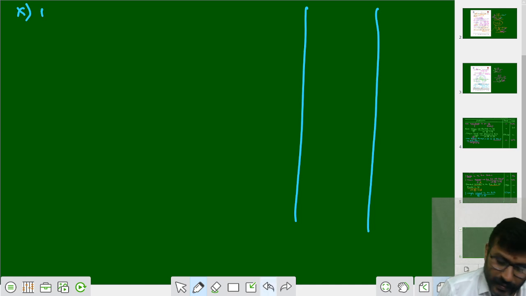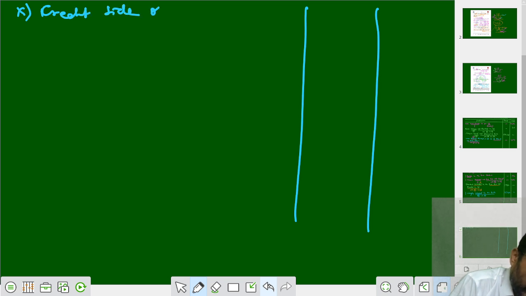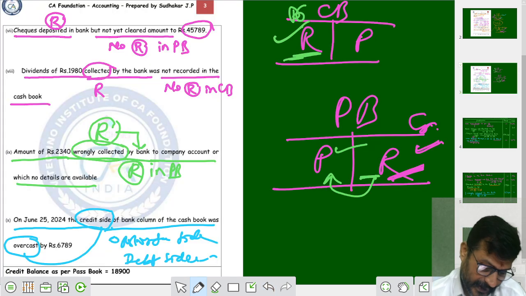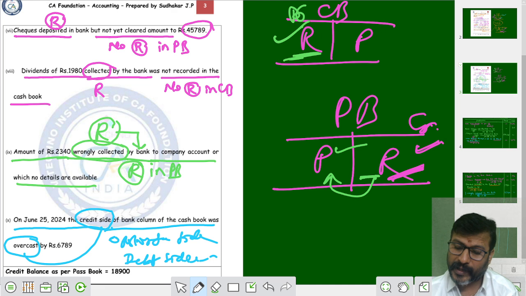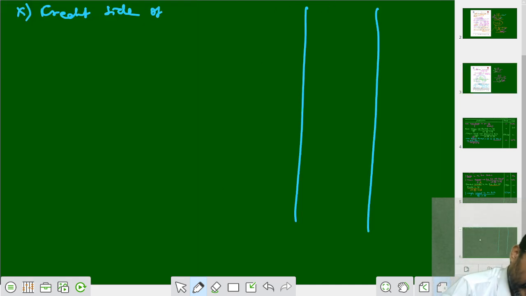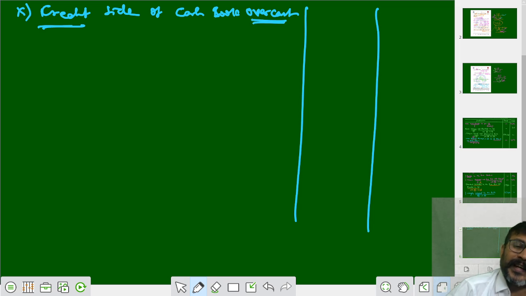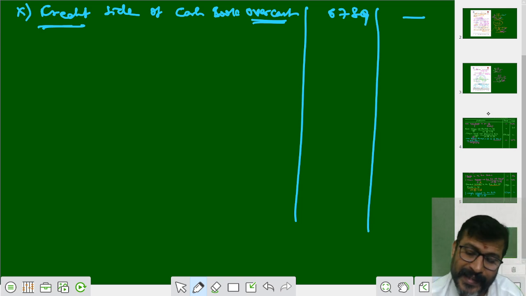So let us write point number 10. Credit side of which book is it? Credit side of the bank column of the cash book. Credit overcast. Take it on the opposite side. Opposite side means we have to take it on the debit side. 6789. Now you see the next point.